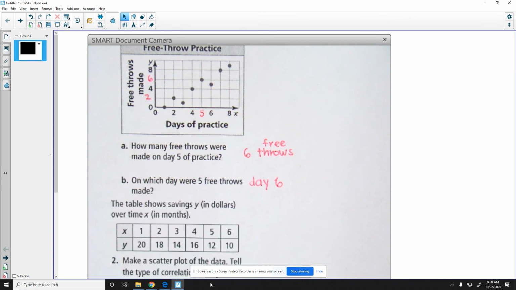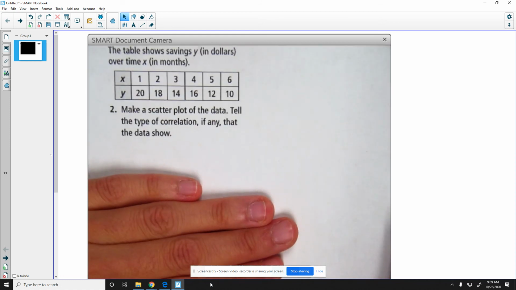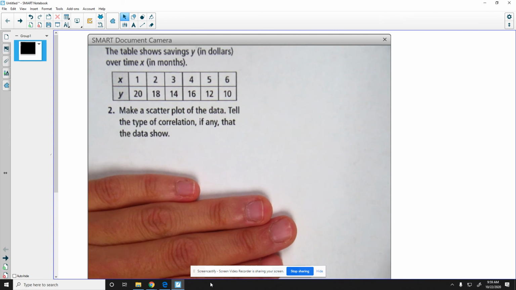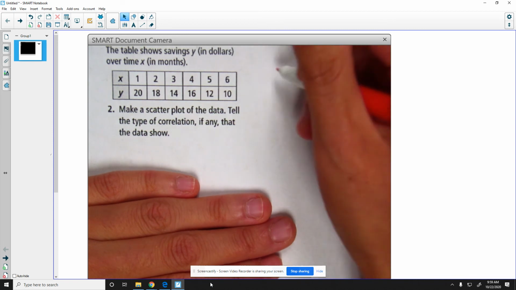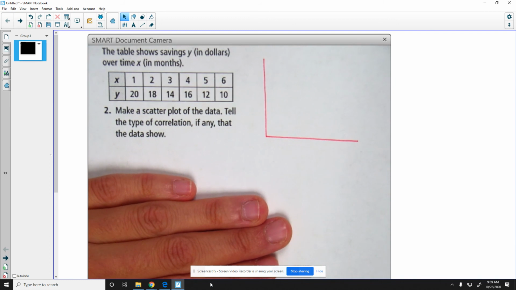Okay. Now let's do this one. This is not the annoying part yet. Okay. Let's do the next one. The table shows savings Y in dollars over time X in months. Make a scatter plot of the data. Tell the type of correlation, if any, that the data show. So let's make a scatter plot. You don't have graph paper, so let's just sketch it out.